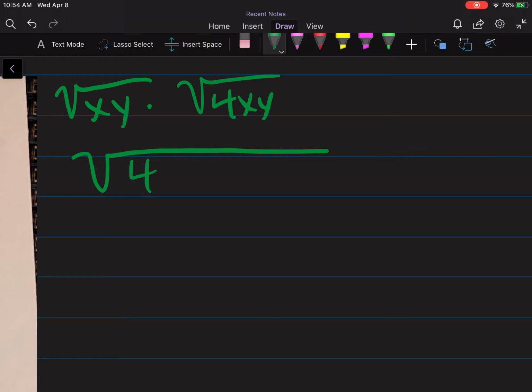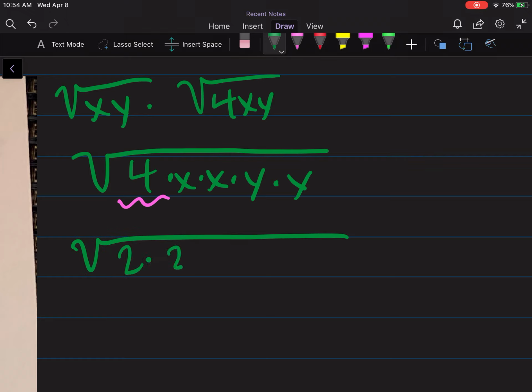We have 4 times x times x times y times y. Now that 4, we know that the square root of 4 is 2, but I'm going to write it like this. Square root of 2 times 2, because I can break that 4 to 2 times 2, and I got my pair there. Times x times x times y times y.